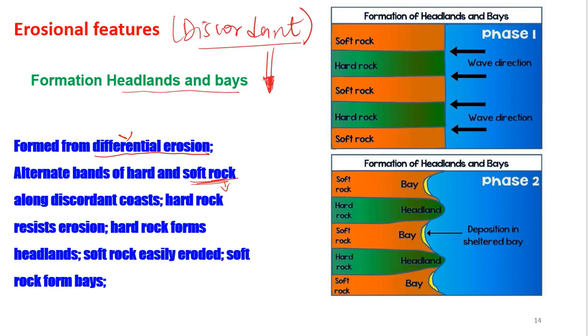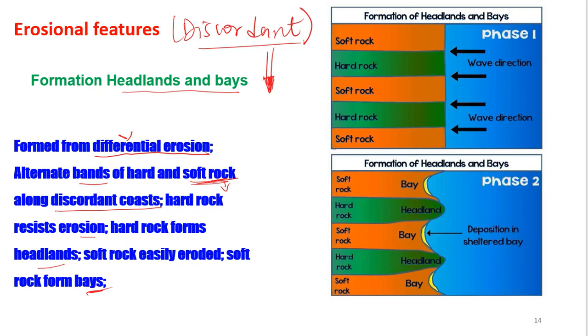Now, so formed from differential erosion, where you have alternate bands of hard and soft rocks along discordant coast. Now, hard rock resists erosion, so it will now protrude into the sea to form a headland, while soft rock is eroded easily. So soft rock will now form a bay. So that's the headlands and bays.